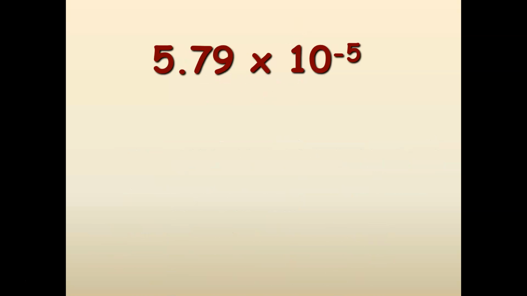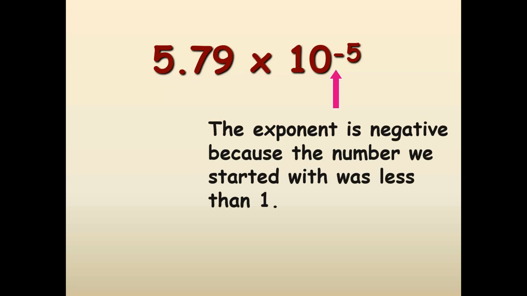So now we have to rewrite it in the form what we have here. So here's the answer. 5.79 times 10 to the negative 5th. It's smaller because the number was smaller. And literally, remember, the exponent is negative because the number we started with was less than 1.